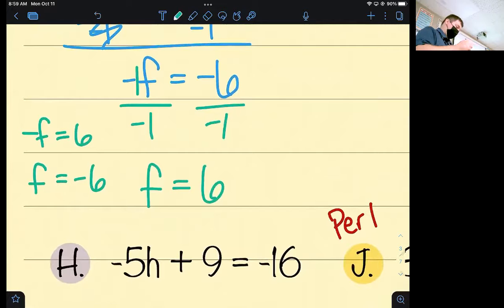So make sure you know that. Or you could just do what I did, put the -1 in front and then divide. That's fine.